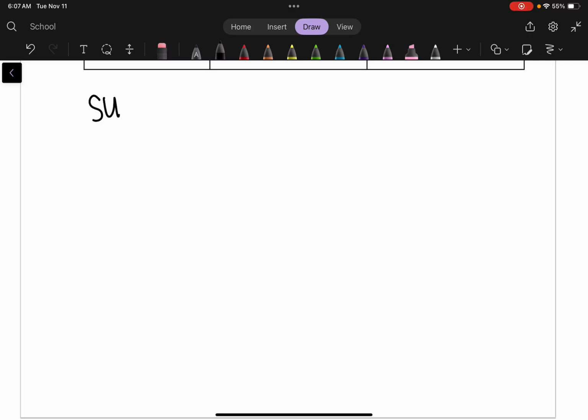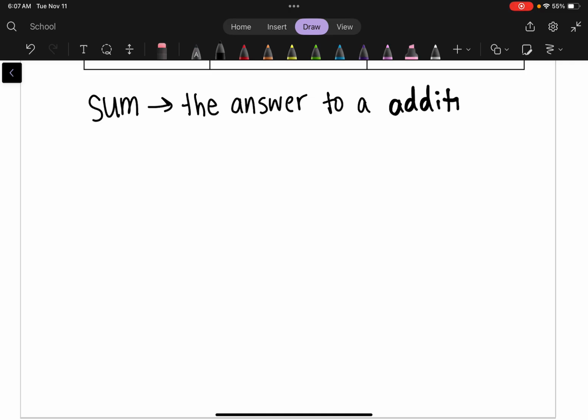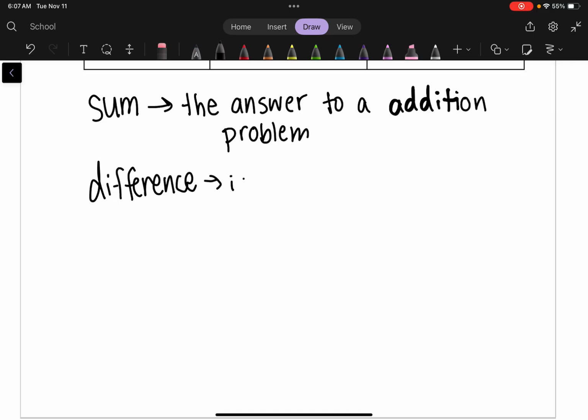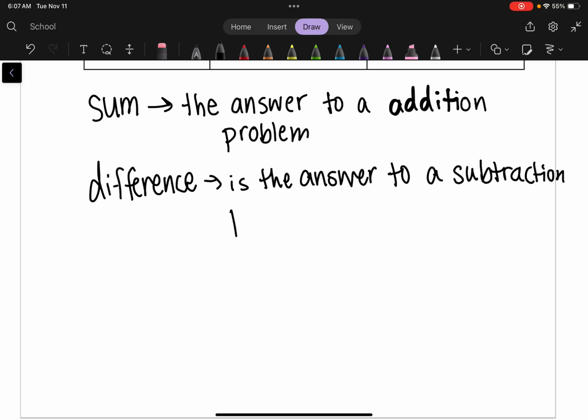that the sum is the answer to a multiplication, not a multiplication, addition problem. And difference is the answer to a subtraction problem.